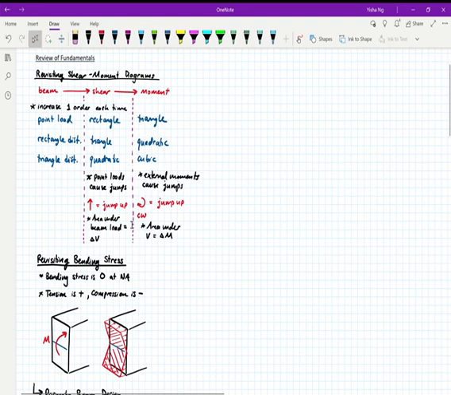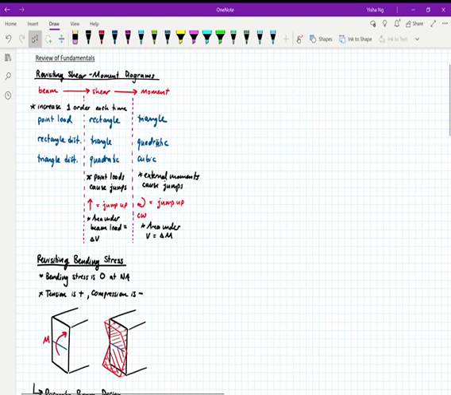For your shear diagram, know that point loads cause jumps. So a positive point load, like a point load pointing up, is going to cause an upward jump in your shear diagram. And the area under the distributed load on the beam gives you the change in shear.